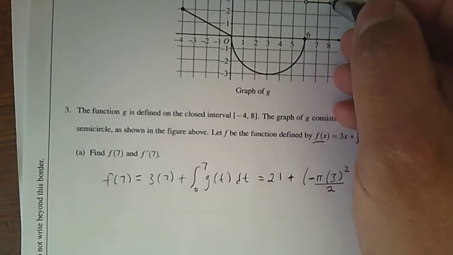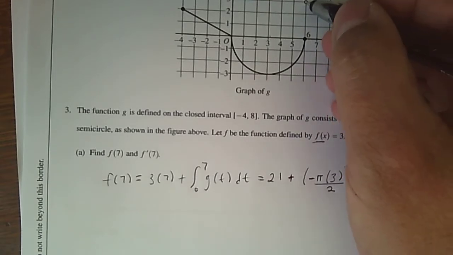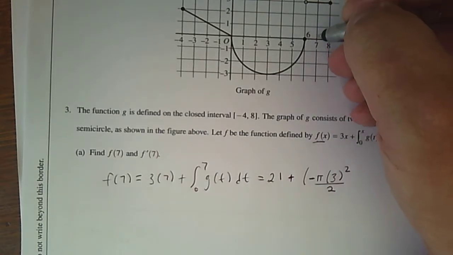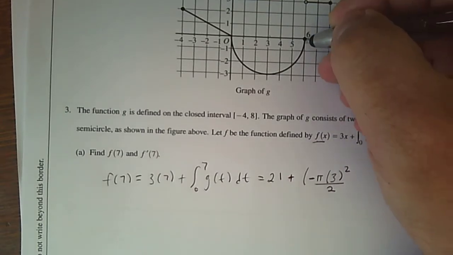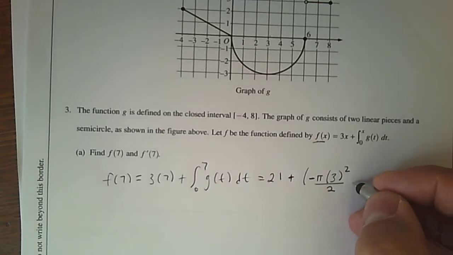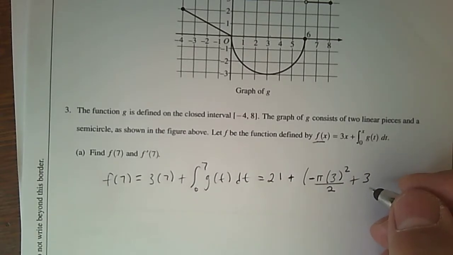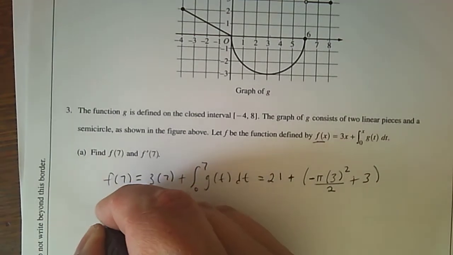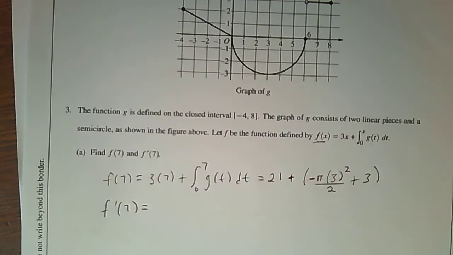And then what's the part above? See the rectangle here? That part goes all the way to 7. Do you see that rectangle to 7 still? And it's 1 by 3. And it's above, so we're going to add 3 to that. And that's it. We don't need to simplify that any further. Perfect.